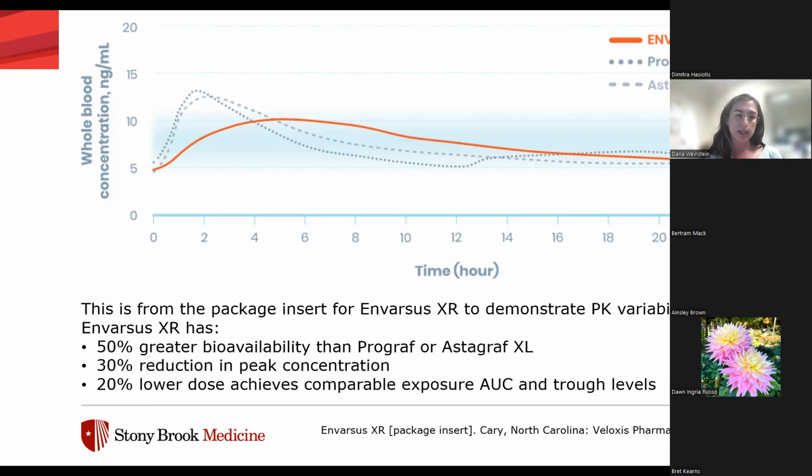Additionally, some of the things that were pointed out about the pharmacokinetic properties of Envarsus was that it has 50% greater bioavailability than the other formulations. It obviously has that reduction in the peak since it's more of a plateau. And it also says that 20% lower doses achieve comparable area under the curve and trough levels.